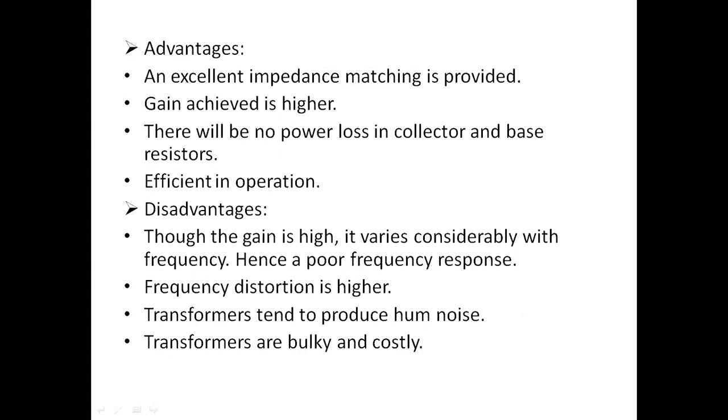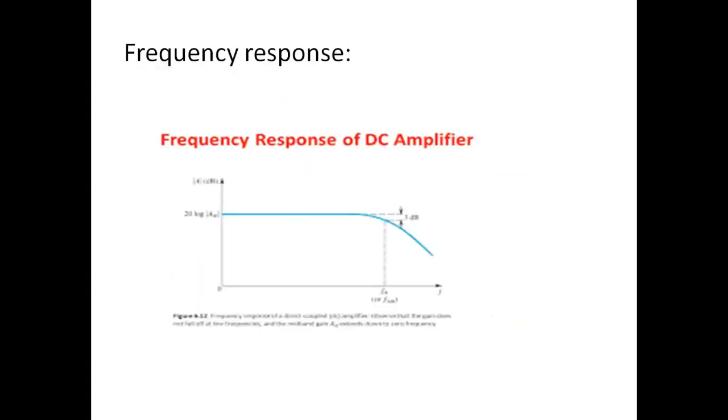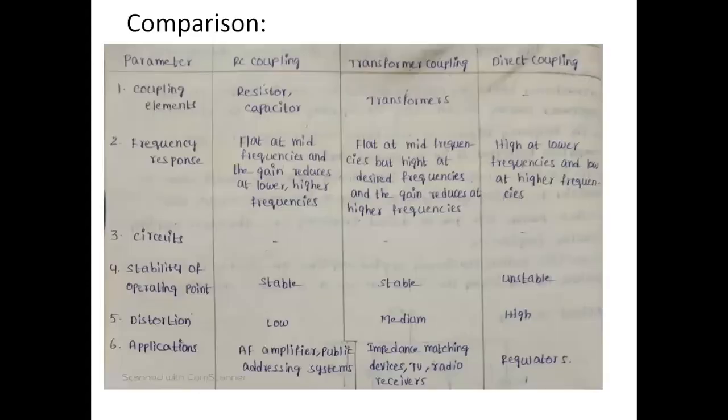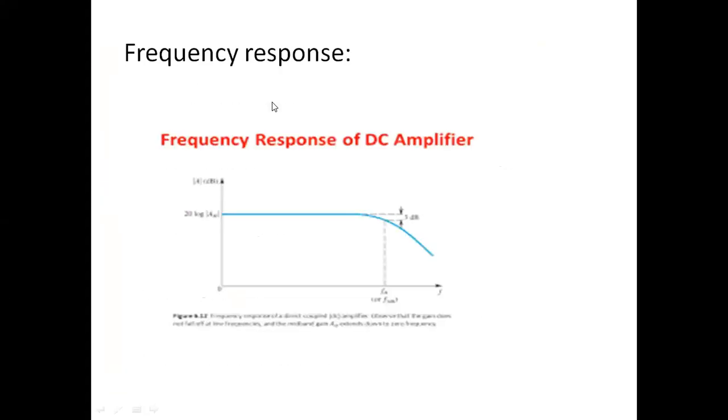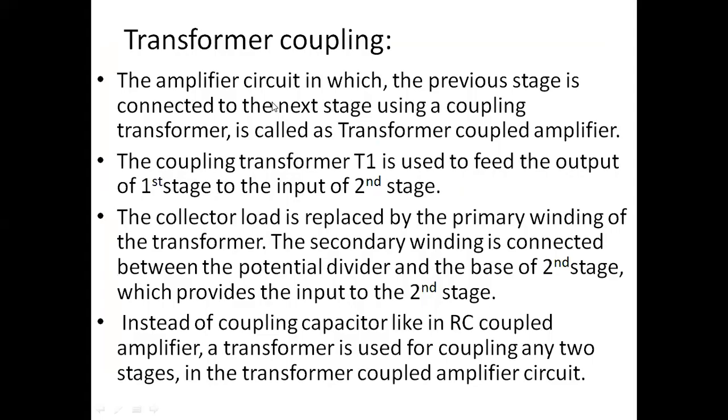These are the three methods of coupling: RC coupling, transformer coupling, and direct coupling. Here we can have a comparison. We are taking six parameters in order to compare the coupling methods, that is RC coupling, transformer coupling, and direct coupling. The first parameter is the coupling element. In RC coupling, the coupling elements are resistances and capacitances, if you see the figure.